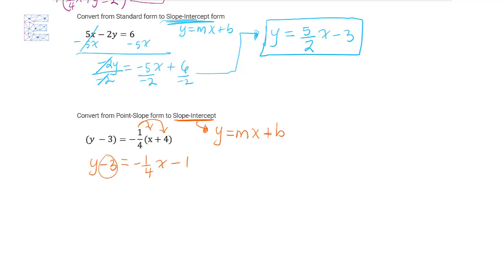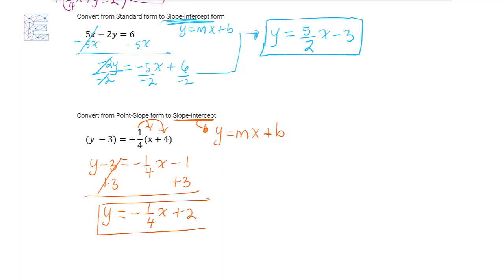This 3 is standing in the way of us achieving our goal, so we need to get rid of it. Right now it says minus 3, so we have to do the inverse, which is plus 3. If you add 3 to the left, you have to add 3 to the right side as well. So negative 3 plus 3 is 0. Those cancel out. Therefore, y equals negative 1/4 x. And then we've got negative 1 plus 3, which is just positive 2. And we have achieved our goal.